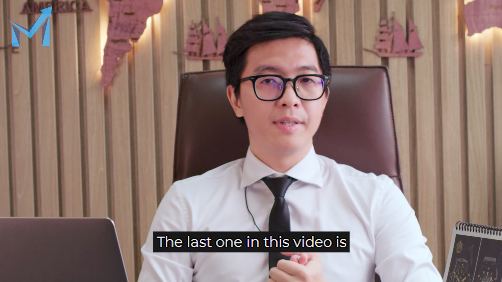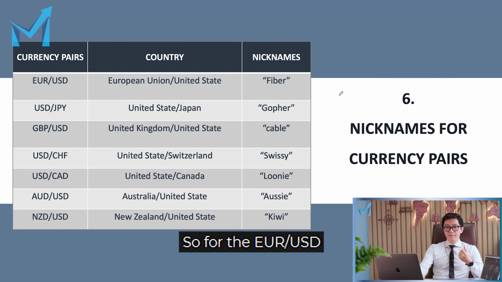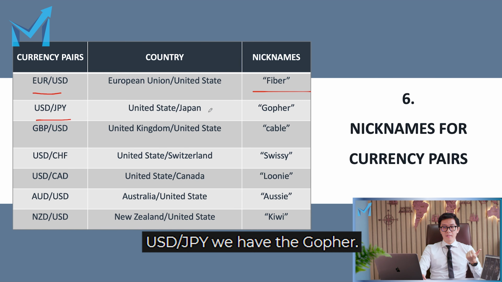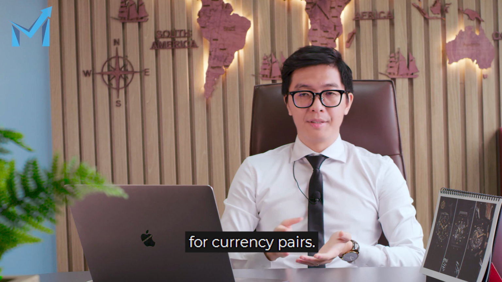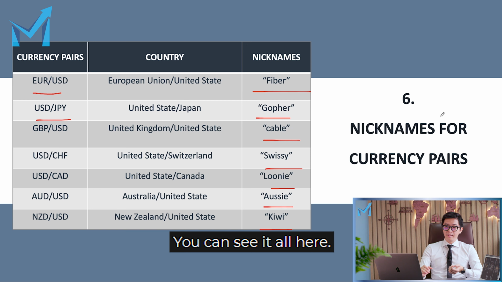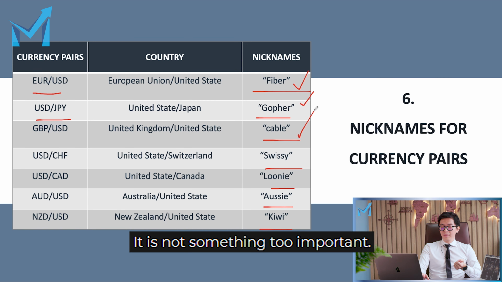The last thing in this video is the nicknames for the currency pairs. For the euro against USD, we have the nickname Fiber. For USD and Japanese yen, we have Gopher, and Cable, Swissy, Loonie, Aussie, and Kiwi. So this is the slang for the currency pairs. I have a table here on the screen, and you can see it here. It is not something too important.